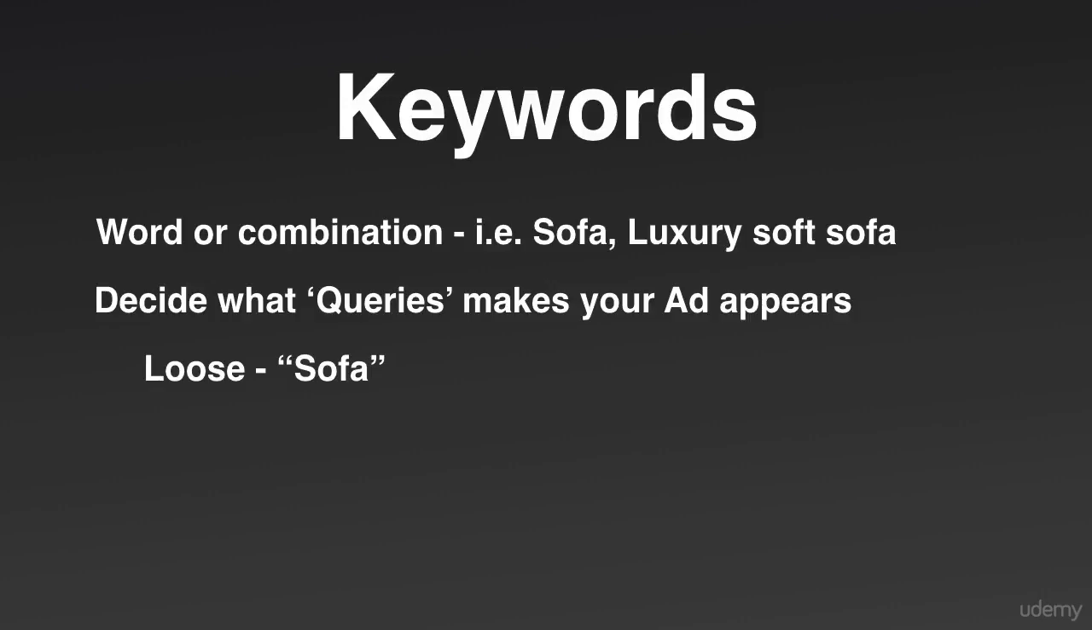So the different types of keyword that you can have is a loose keyword, so literally it's just sofa. You've got more specific, so brown leather sofa. If you are trying to sell a brown leather sofa, then literally just putting sofa is not being very specific about the description of the sofa that you're selling. So being specific and putting brown leather sofa will mean that your advert appears to more relevant searches.